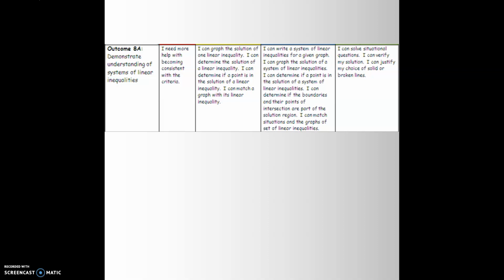A level 3 is when you can write a system of linear inequalities for a given graph. So this is what we're doing today. If you can graph the solution of a system of linear inequalities and determine if a point is in the solution of both or more, if you can determine if the boundaries and their points of intersection are in the region, and matching situations and the graphs to set of linear inequalities. And then your level 4 is your word problem. So today we'll be working on the level 3 questions.